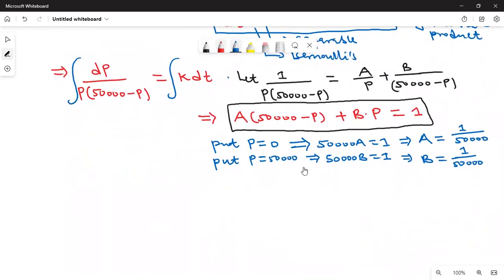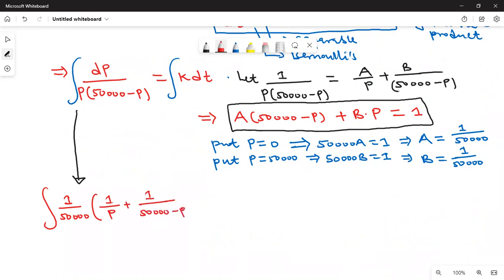So it means therefore that this integral can now be written as the integral of 1 over 50,000 times 1 over P, then plus 1 over 50,000 minus P. This is the integral with respect to P, equal to the integral of K. Of course, K is a constant, factor that out, then integrate dt.